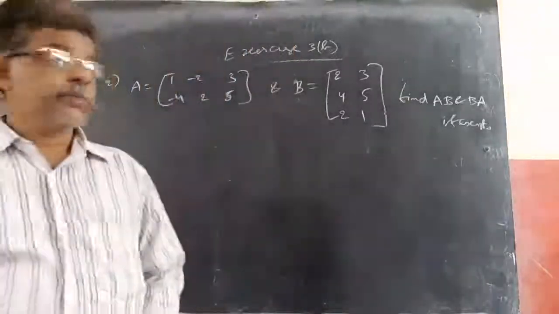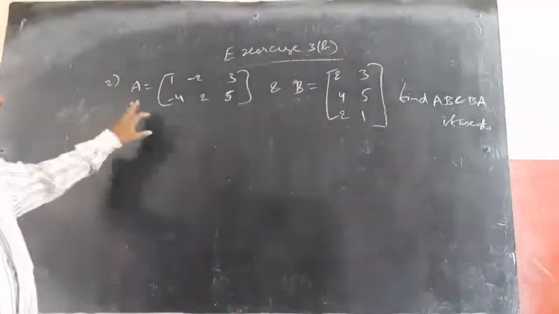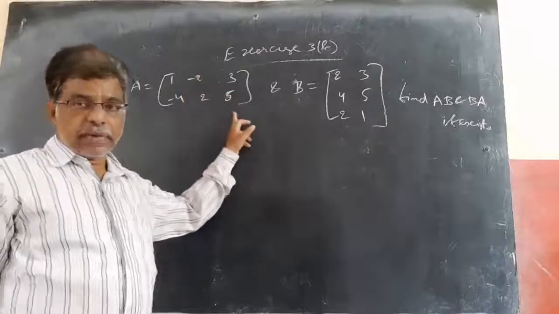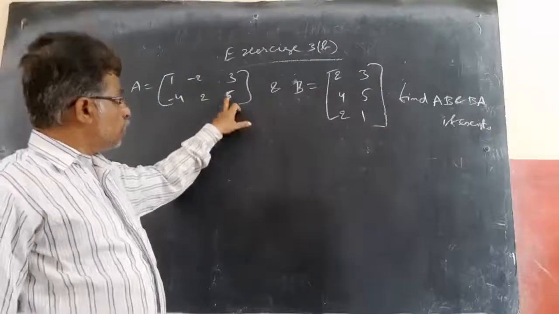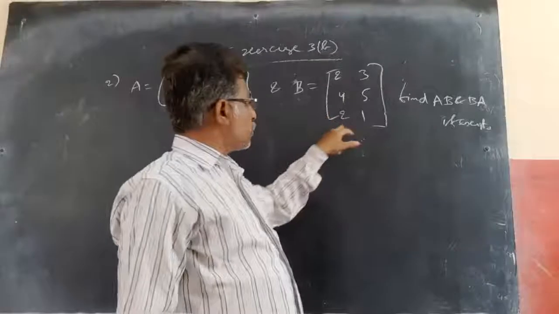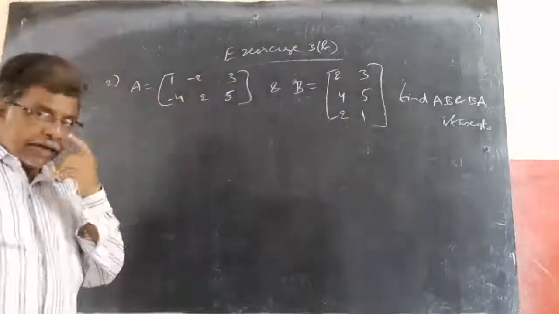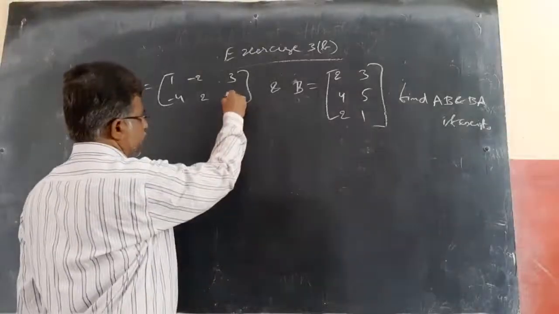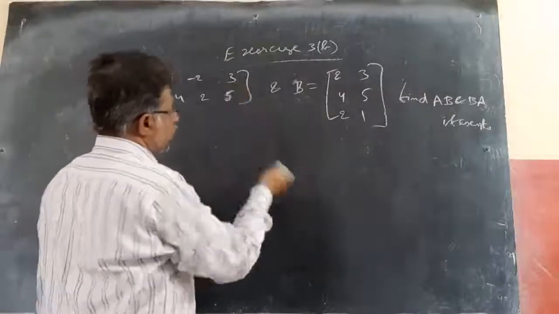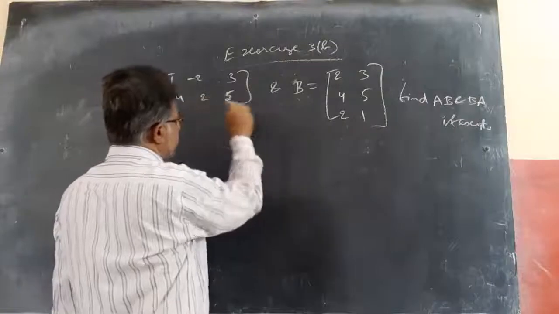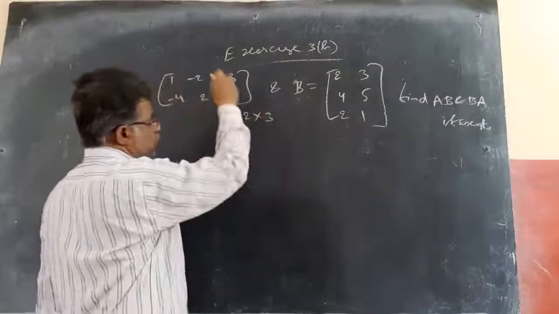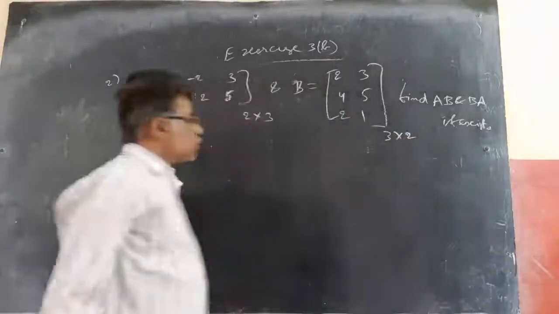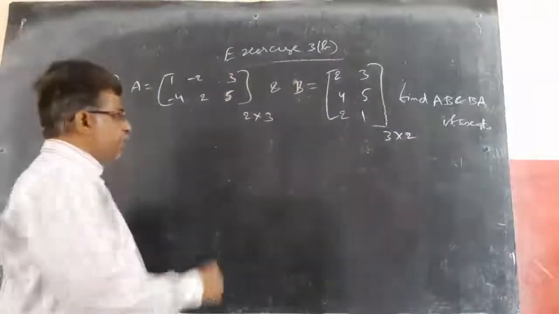Next, second sum. A equals 1, minus 2, 3, 4, minus 2, minus 5, 4, minus 2, 5, and B equals 2, 3, 4, 5, 2, 1. Then find AB and BA if they exist. If exists means if possible; if not possible, you can write not possible. This is of size 2 by 3, having 2 rows and 3 columns, and this is 3 rows and 2 columns. So is the matrix multiplication AB possible?